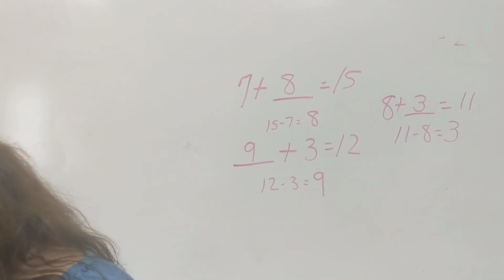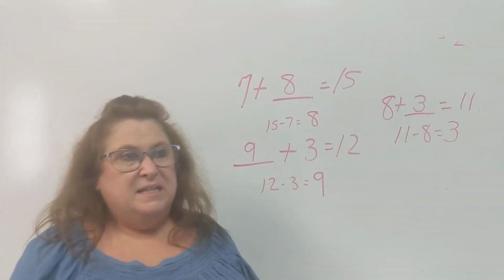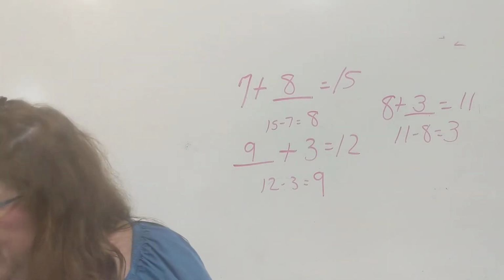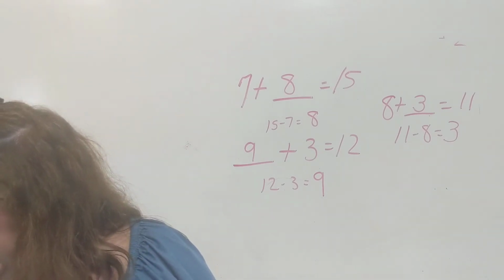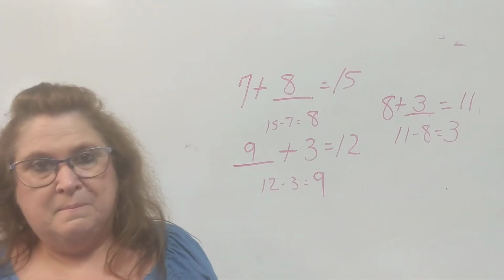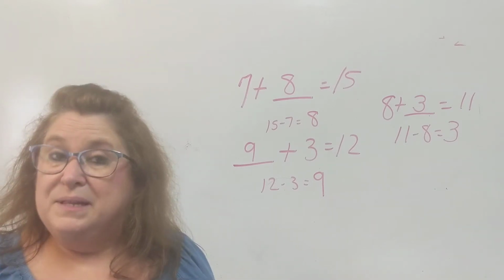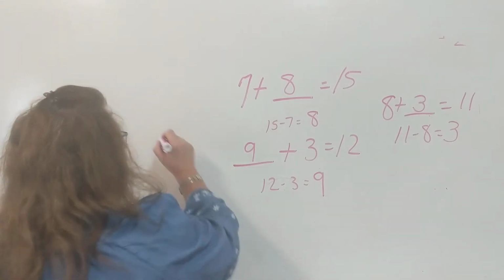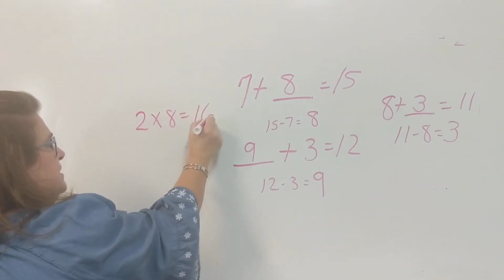Look at section 5. Write the missing factors. What times 8 equals 16? How many times can we count by 8s to get, are you guys counting by 8s yet? You probably aren't. So what times 8 equals 16? What is 8 plus 8? 8 plus 8 is 16. So 2 times 8 equals 16.